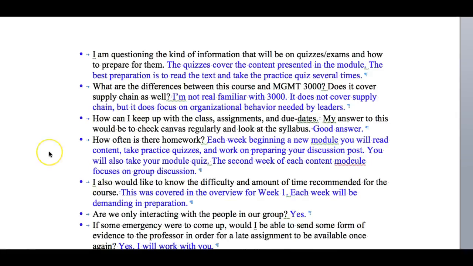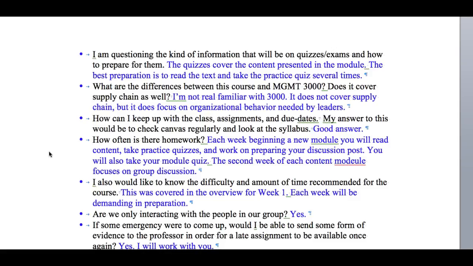All right, I'm questioning the kind of information that'll be on the quizzes and exams and how to prepare. Once again, they cover the content presented in the module. That makes it easier for you. Best preparation, read all that content, take that practice quiz 3 times.